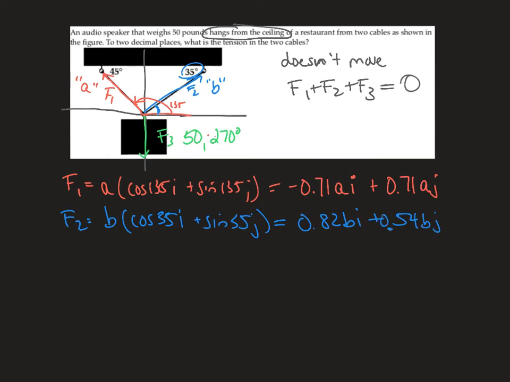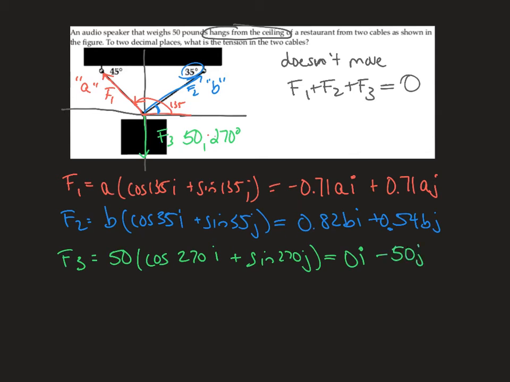And then F3 real quick. That one's going to be super simple because we actually have everything that we need for that. So the magnitude is 50 because we got the weight of 50 pulling down, times the cosine of 270 degrees. You could do 270 degrees or negative 90 degrees, it's the same thing. I plus sine of 270 degrees J. So that component form is going to be 0I, because cosine of 270 is 0. And then sine of 270 is negative 1, so minus 50J.